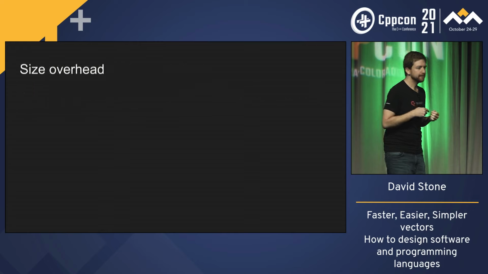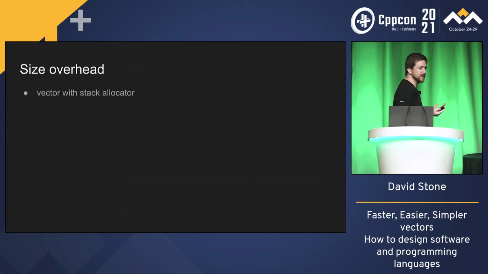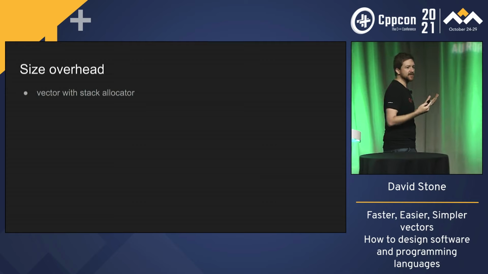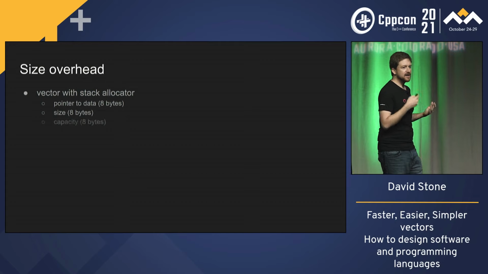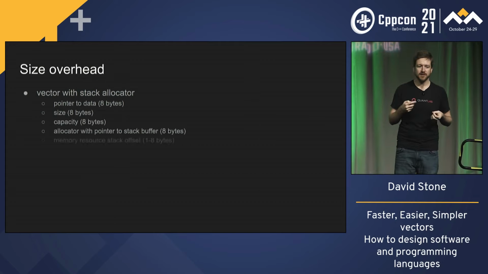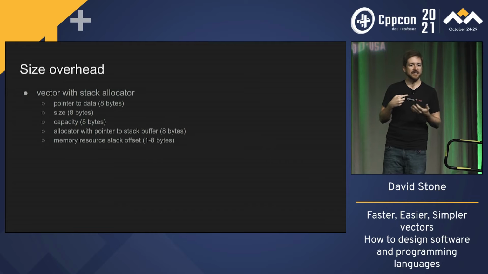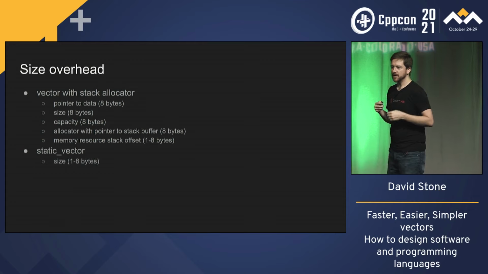Sounds reasonable. But there's some costs with allocators. There's a size overhead. For instance, if you try to implement a static vector with a stack allocator, you have a pointer to the data, size, a capacity. The allocator has to have a pointer to the memory resource, and then the memory resource has to have a stack offset. So there's all this size. Whereas with a static vector, you just have the size.